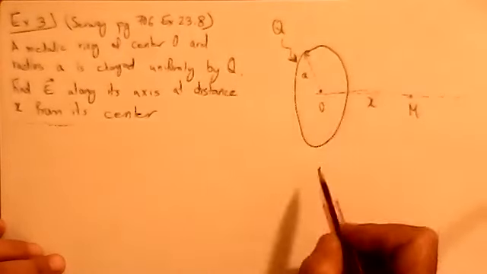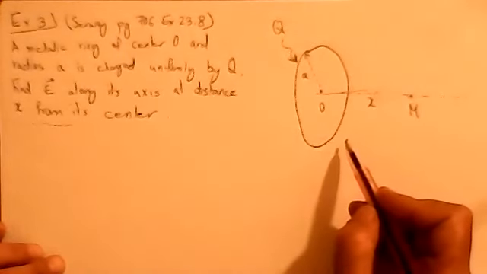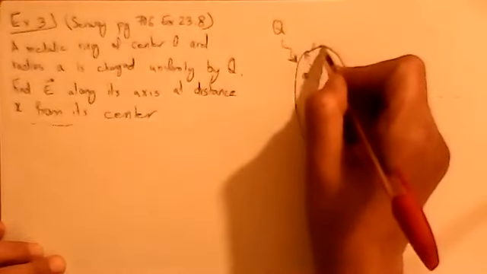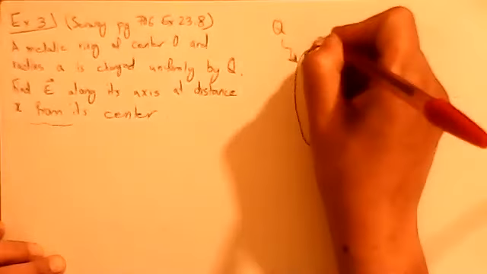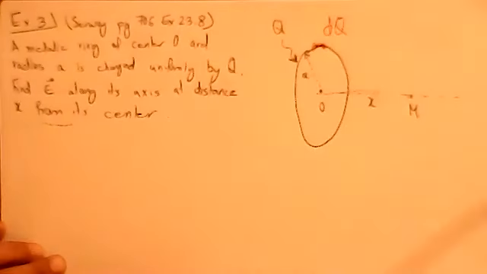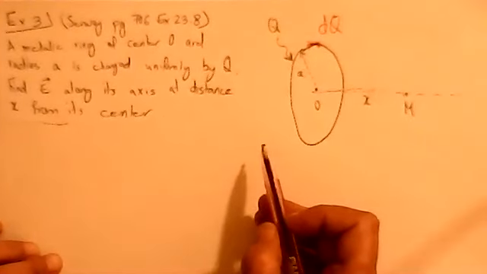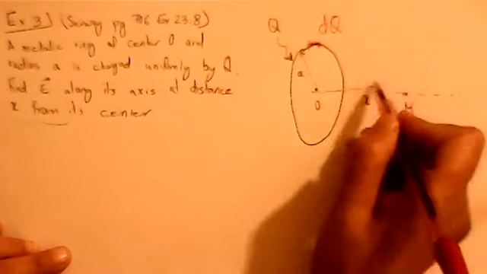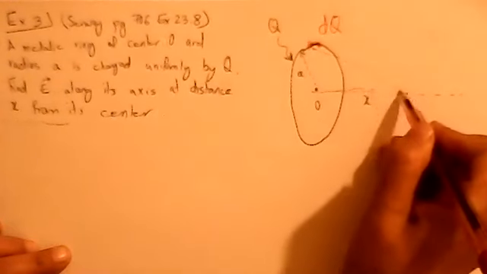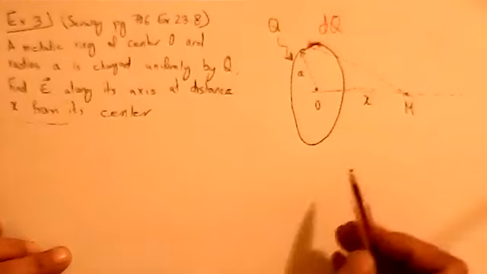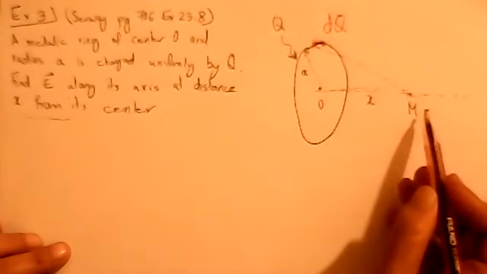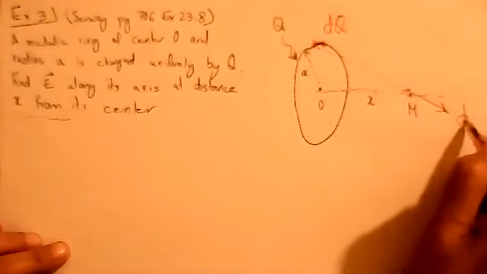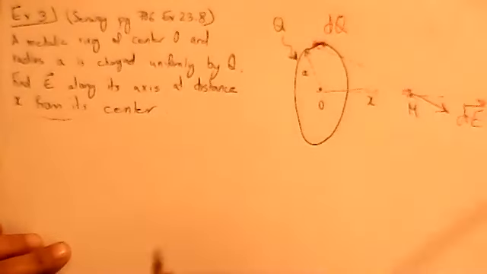In other words, in this case we select the dq, considering edges, let's say I take a dq here. This dq creates at M a dE. It is along the line joining dq and M. Is it towards dq or away? It's away because dq is positive. So this is the dE vector.